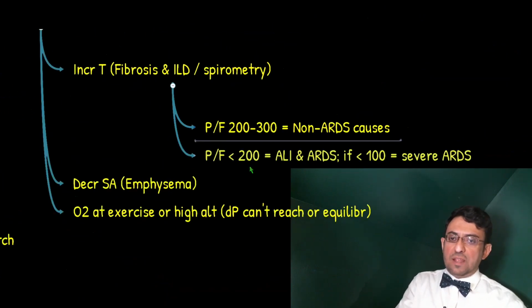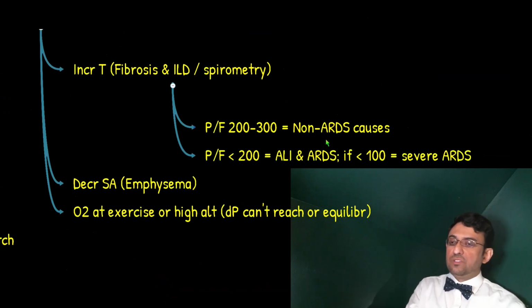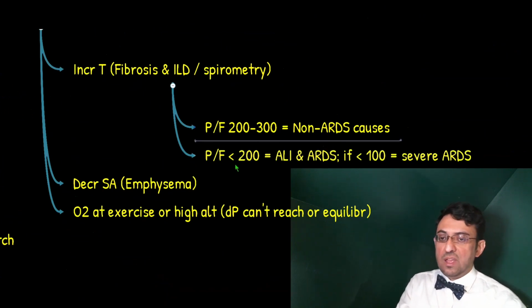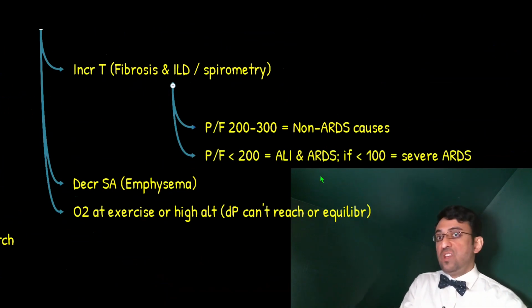If P to F ratio is mildly reduced, that is within the 200 to 300 range, we are dealing with non-ARDS causes such as interstitial lung disease. However, if P to F ratio is less than 200, we are dealing with acute lung injury, ARDS. And always remember, the index of severity in ARDS is what? Is a P to F ratio less than 100.